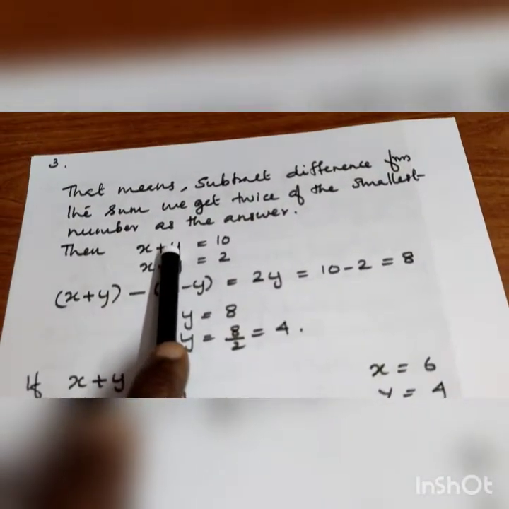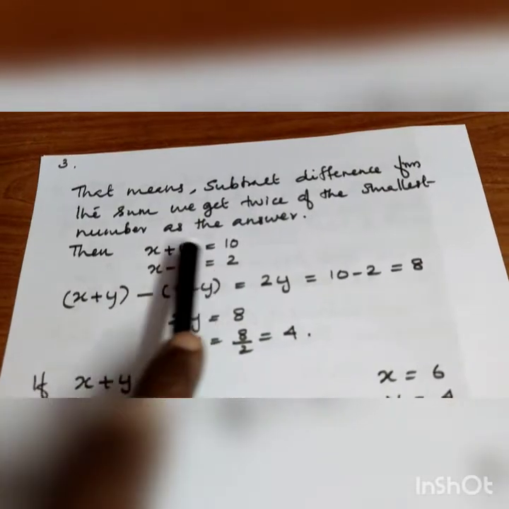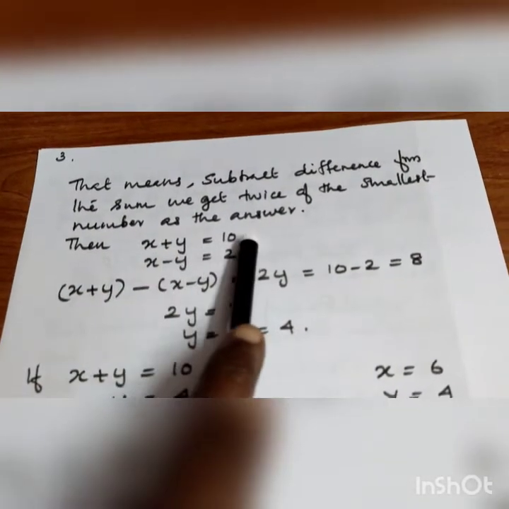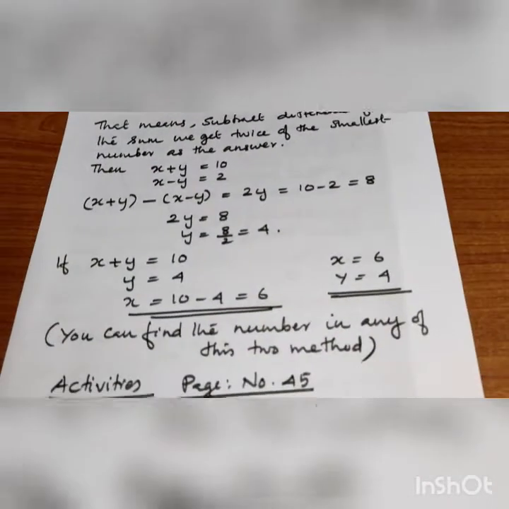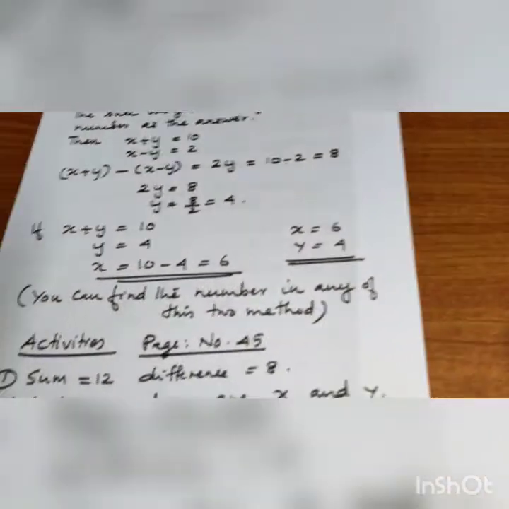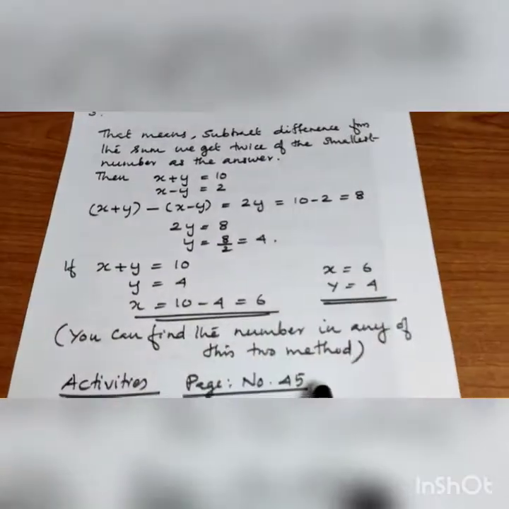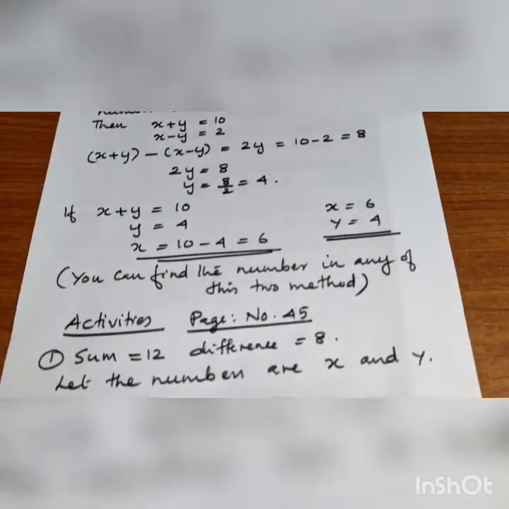If y is equal to 4, then x plus y is equal to 10 gives x is equal to 10 minus 4, which is 6. Here also x and y are 6 and 4. You can find the numbers by either of these two methods.